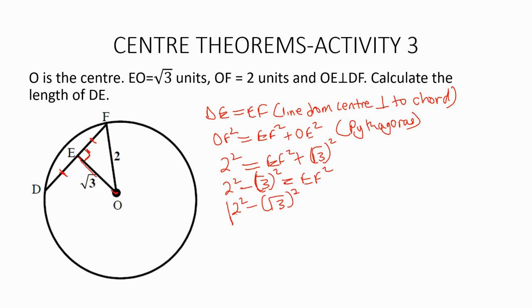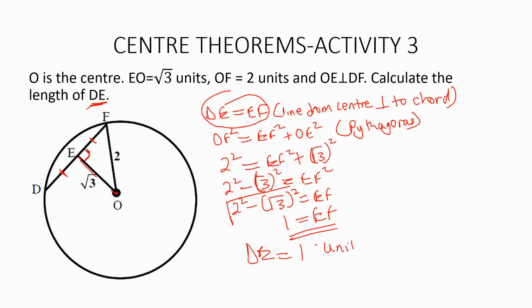Square root both sides. Even this side, if you square root EF squared, you get EF. So EF is going to be 1. We discard the negative 1 because this is distance, remember. So EF is equal to 1. But remember we said DE is equal to EF because the line from center is perpendicular to chord. So now DE is equal to 1. Unit? Yes, 1 unit, not units. Perfect.